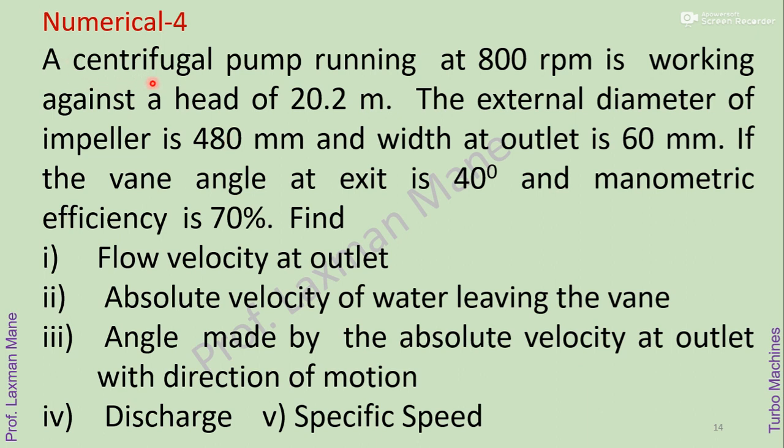Next numerical, a centrifugal pump running at 800 rpm working against a head of 20.2 meter, external diameter of impeller 480 mm, width at outlet 60 mm, vane angle at exit 40 degree, manometric efficiency 70%. Find flow velocity at outlet, absolute velocity of water leaving the vane, angle made by the absolute velocity at outlet with the direction of motion, discharge and specific speed. So let us solve this numerical.